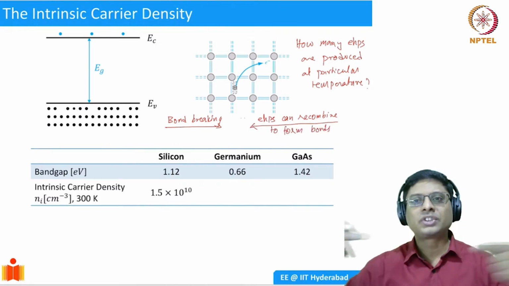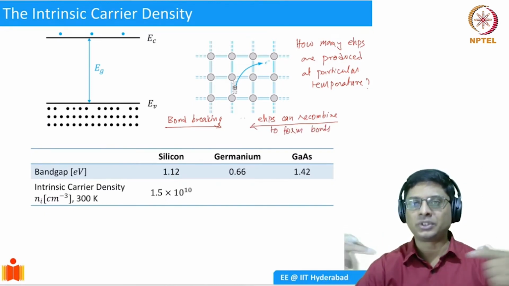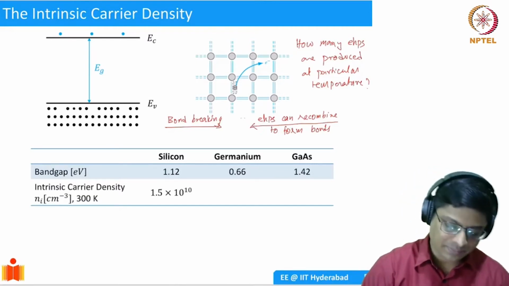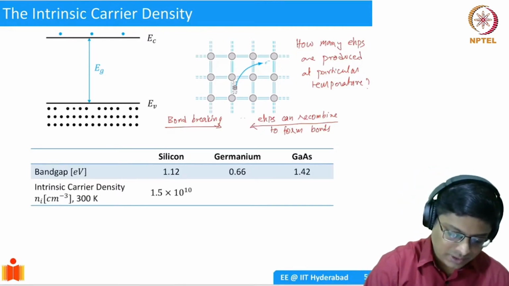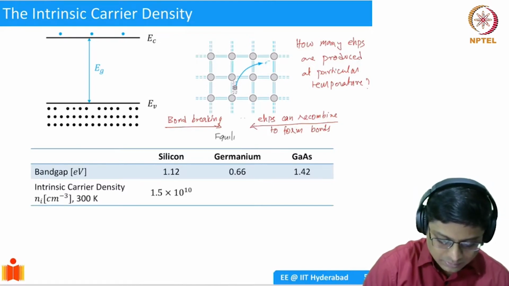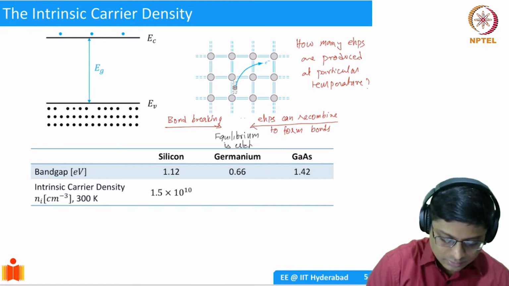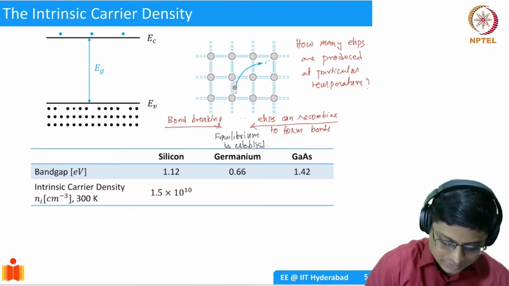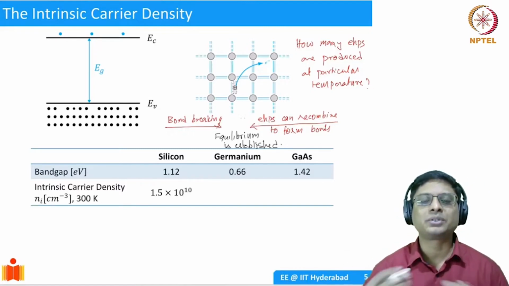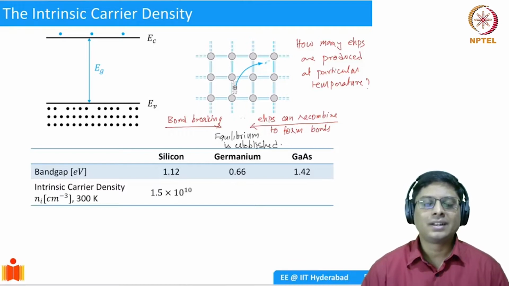So there are these two forces which are going to act opposite to each other. When that happens, we have an equilibrium, right? So basically, equilibrium is established between these two forces.